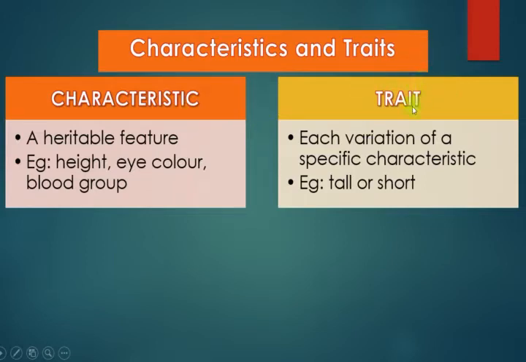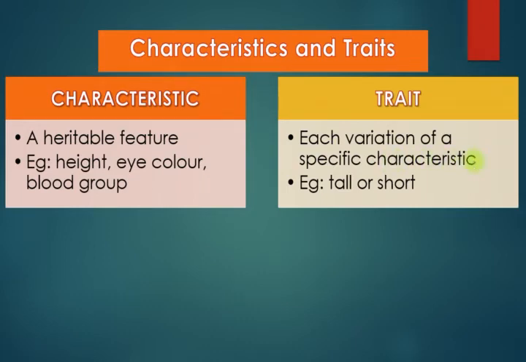And then we go to traits. So what is a trait? Each variation of a specific characteristic, or the variation of the characteristic. For example, if the characteristic is height, the contrasting traits of height are tall or short. So tall or short is a trait for the characteristic. So a trait refers to each variation of a specific characteristic.